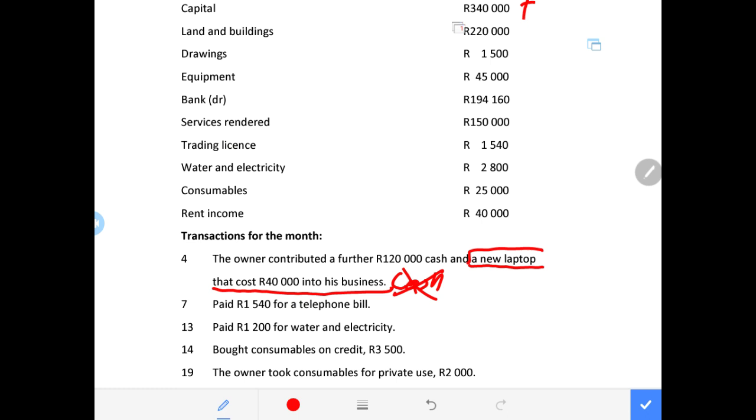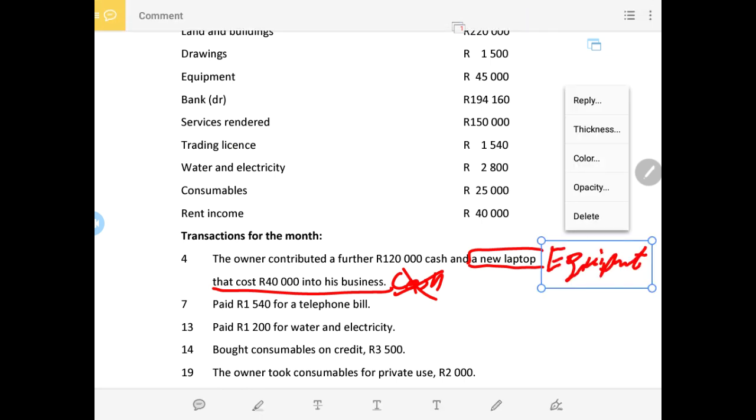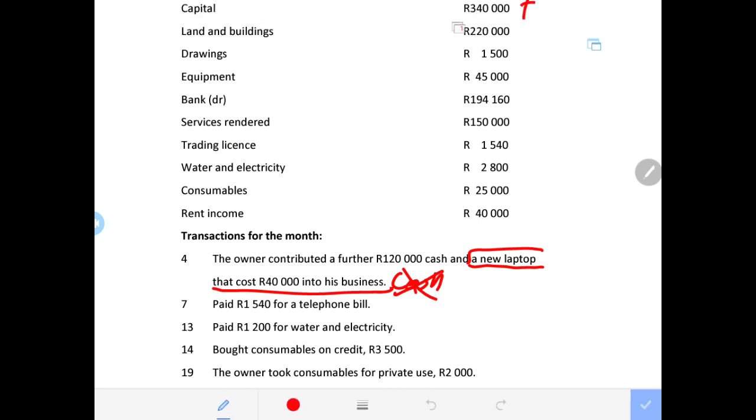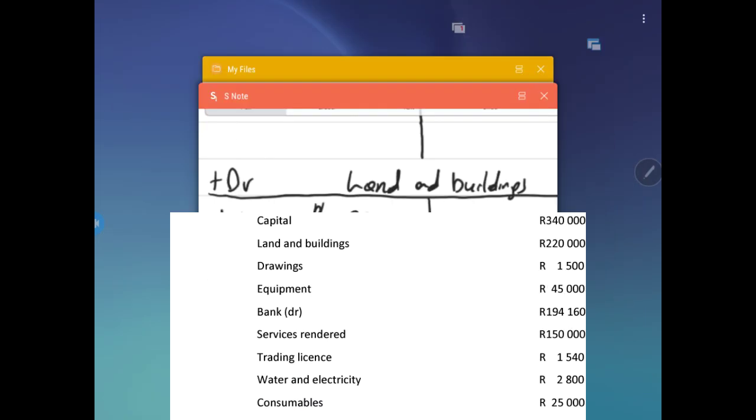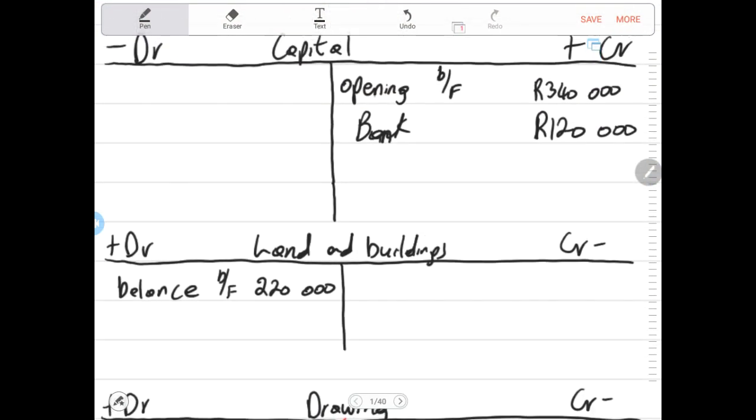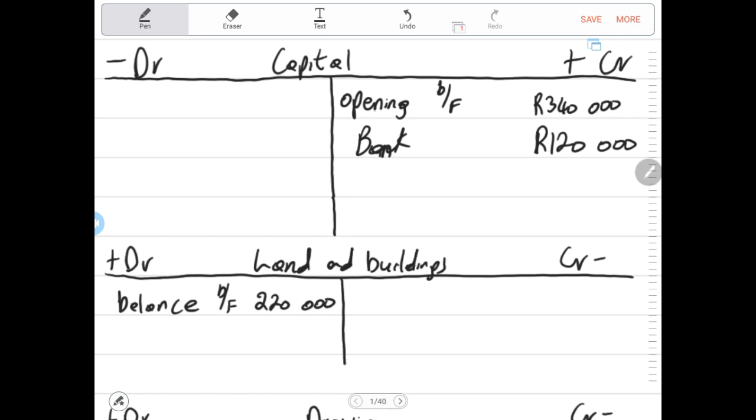So now if the business received the laptop, cash will not be affected. Bank will not be affected because the business did not receive money, but it received equipment with a value of 40,000 rands. So now we have highlighted that laptop is equipment. Now that we have highlighted that, we can record the equipment and also the capital contribution.